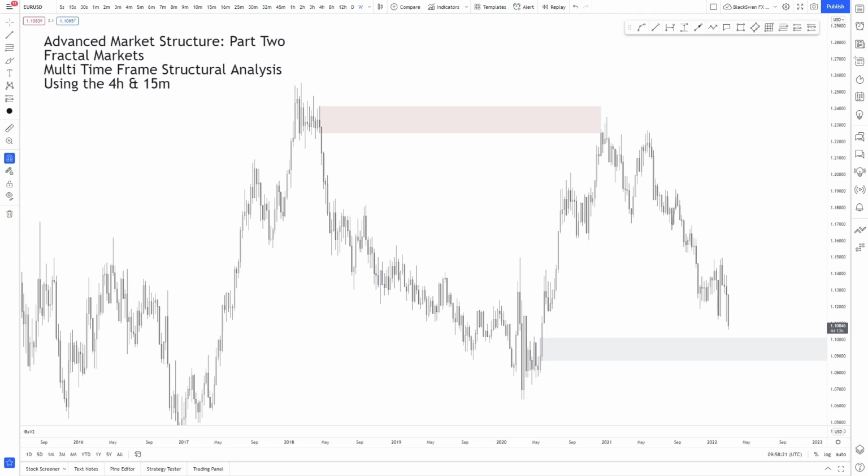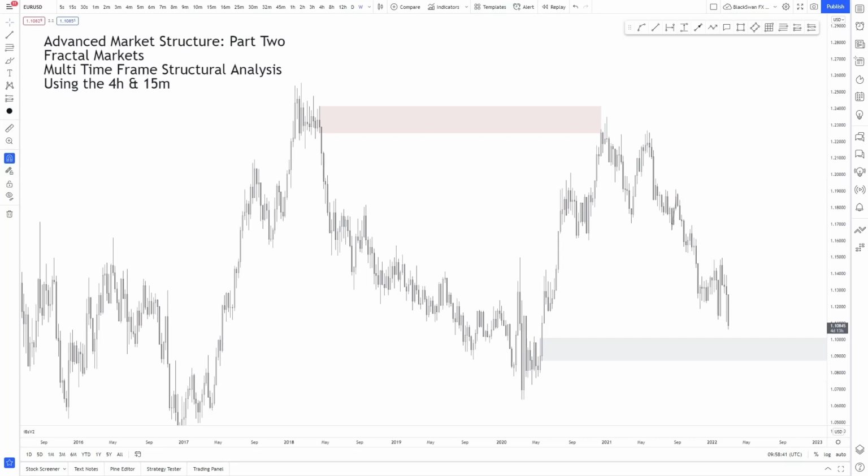So I will be showing you how I build a top-down view of the market to form a directional bias, and how I will take this high time frame directional bias down to the lower time frames to execute trades within a high time frame structural play.